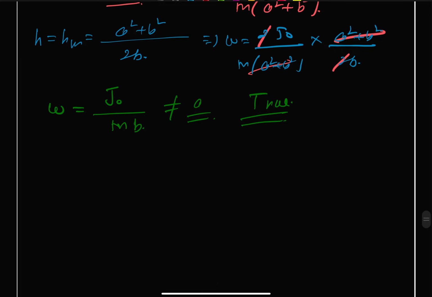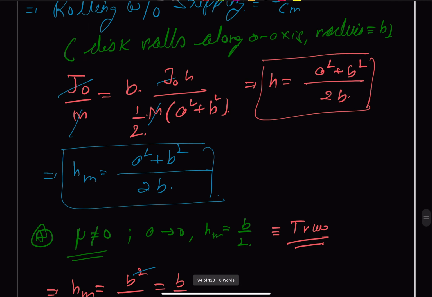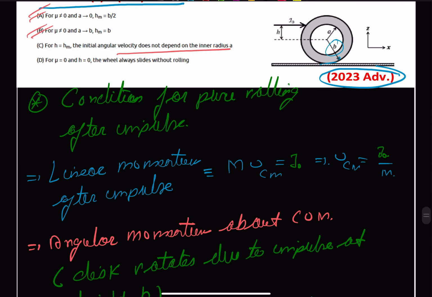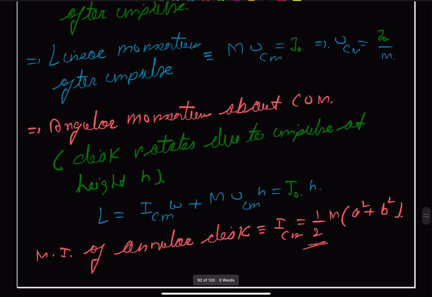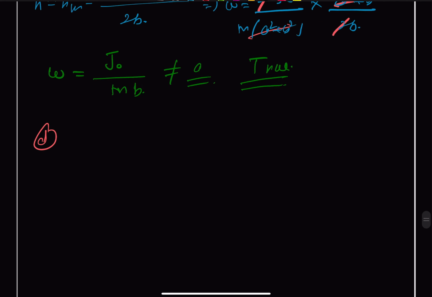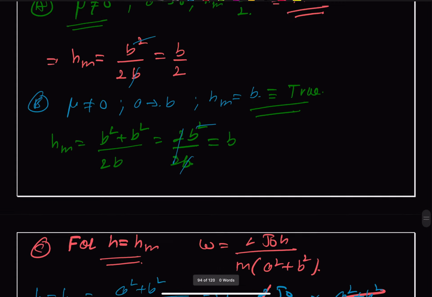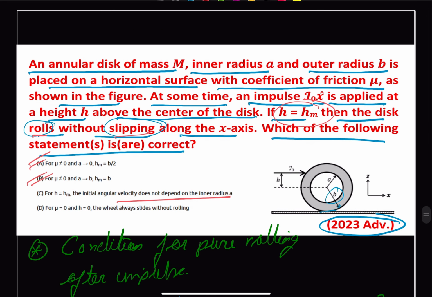And now we come to our D part. It states that mu 0 h 0 slides without rolling. So it means mu is 0 and h is 0. So based on this we can say impulse will be applied at the center, because in the figure the impulse is being applied at a height h. If this height becomes 0, then impulse will be applied right at the center.